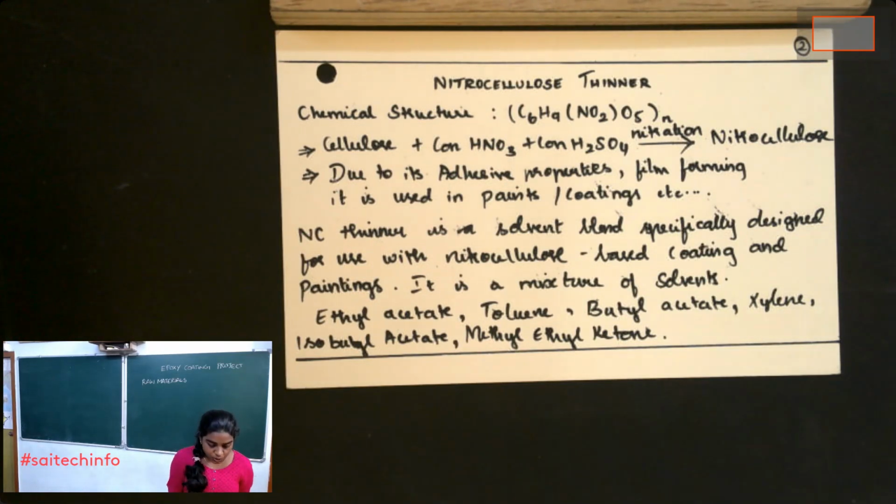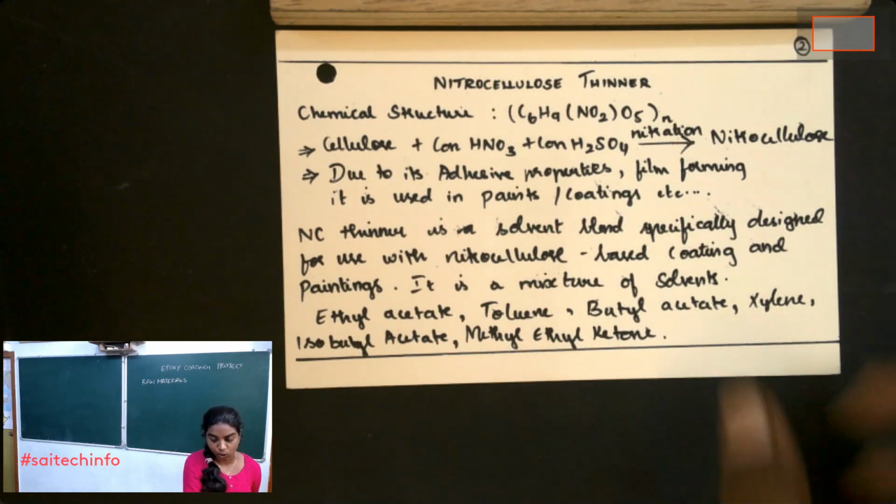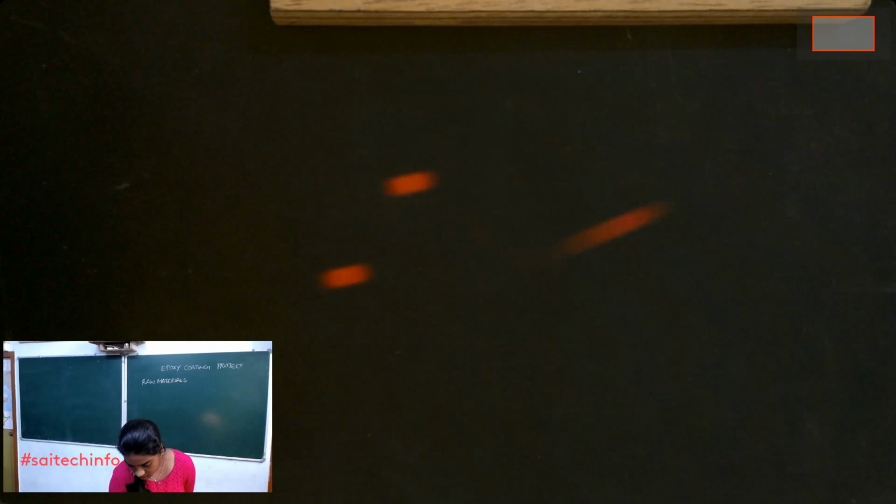The ingredients used in nitrocellulose thinner are more or less the same in both PU thinner and NC thinner. The ingredients are ethyl acetate, toluene, butyl acetate, xylene, isobutyl acetate and methyl ethyl ketone. And the next one is Brasso liquid. We are using Brasso liquid to clean and polish the metals.